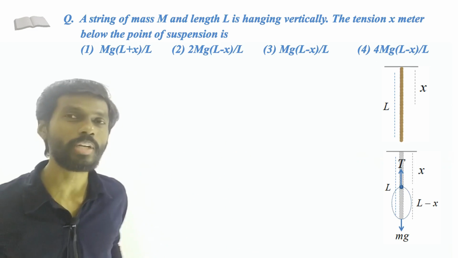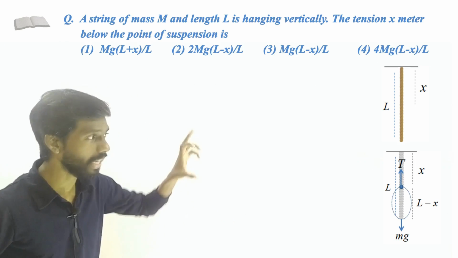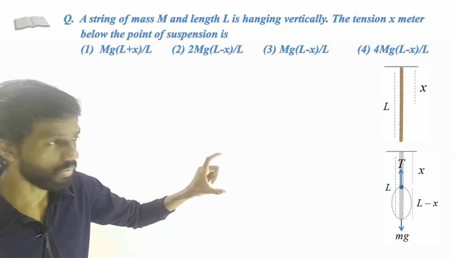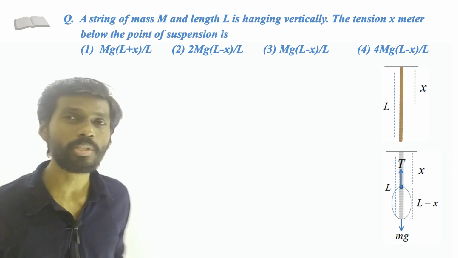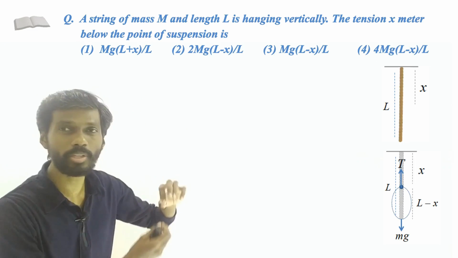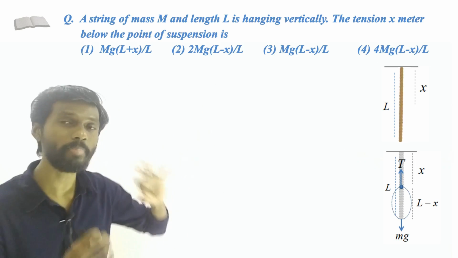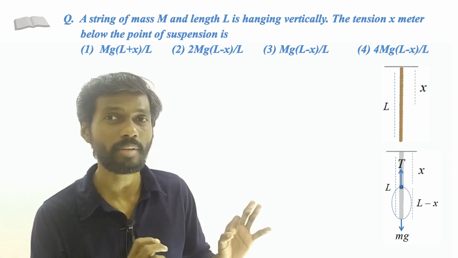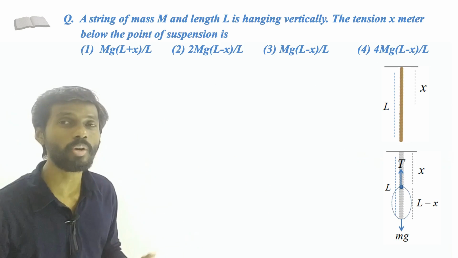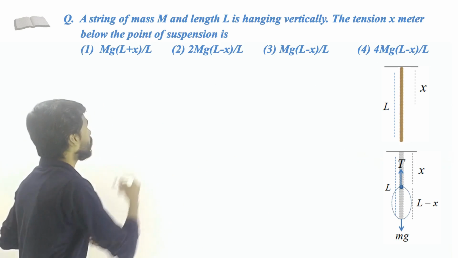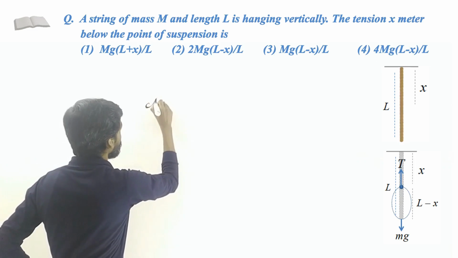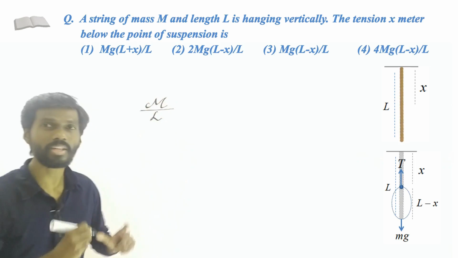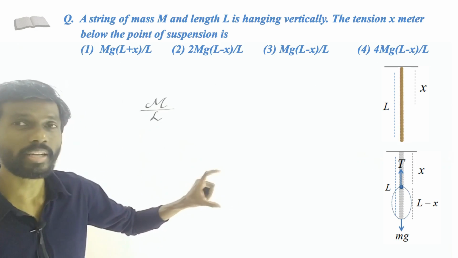So let us find the mass of the portion of the string below that point. We have the total mass, capital M, and the length of the string is also known, capital L. Now we have to find the mass of that portion. The mass is proportional to the length, because this is a uniform string, which means the mass is distributed uniformly. Now let us find the ratio of mass to length. The total mass is capital M divided by the total length L. This ratio is the same for that part of the string also.